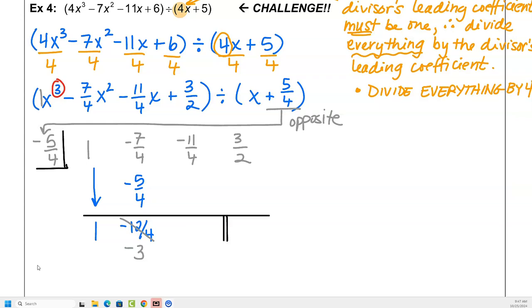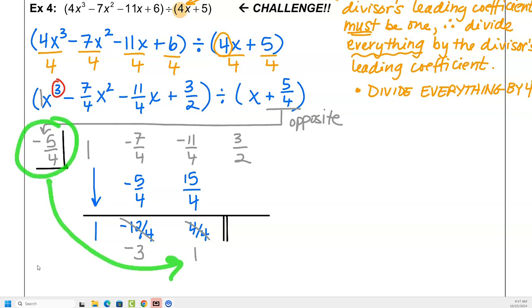Now I'm going to multiply the negative 5/4 times the negative 3. That negative 3, I'll put it over 1 when I multiply. Negative times a negative will give me a positive. 5 times 3 is 15. And then 4 times 1 is 4. Negative 11/4 plus 15/4 is 4/4, which is 1. Right, that reduces to become 1. And then we'll do the negative 5/4 times the 1. Well, that's easy. That's just negative 5/4.